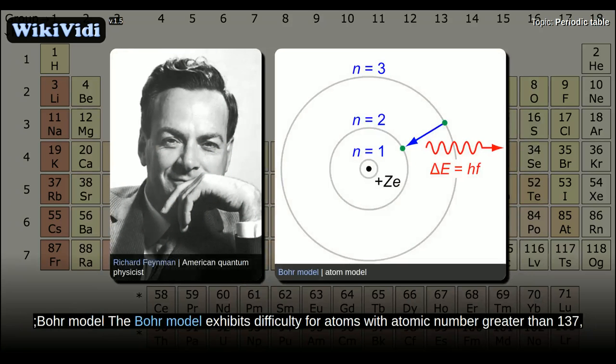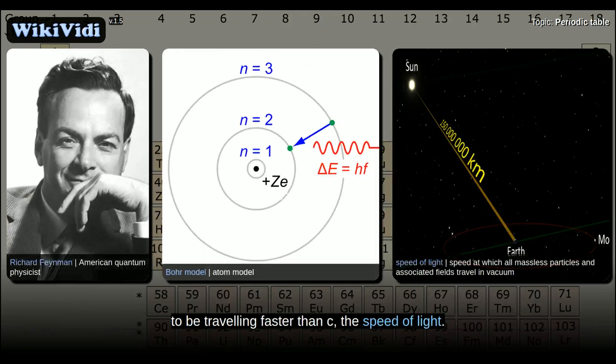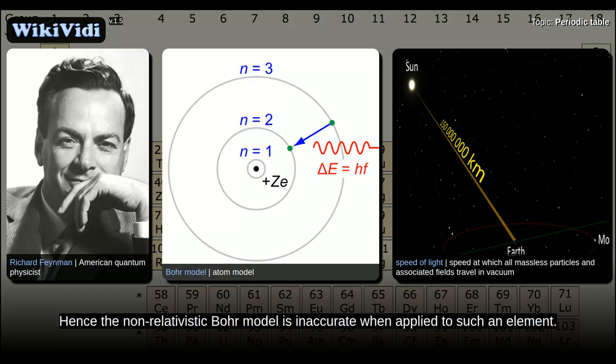Bohr model. The Bohr model exhibits difficulty for atoms with atomic number greater than 137, as any element with an atomic number greater than 137 would require 1s electrons to be traveling faster than c, the speed of light. Hence, the non-relativistic Bohr model is inaccurate when applied to such an element.